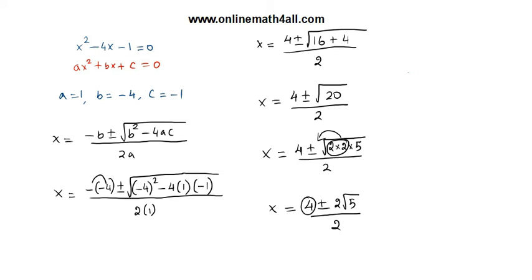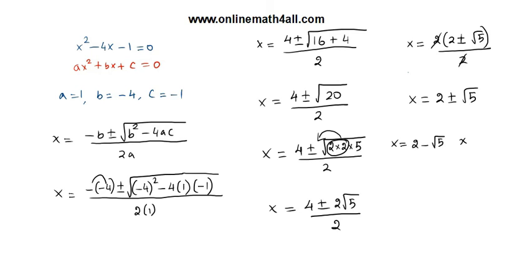Now both 4 and 2 are multiples of 2, so we can factor out 2. When I factor 2, I get 2 times 2 plus or minus square root of 5 over 2. So we can cancel this 2. Finally we get x is equal to 2 plus or minus square root of 5. So we have two values for x. One is x is equal to 2 minus square root of 5, and the other one is 2 plus square root of 5. So, can we consider both or only one?